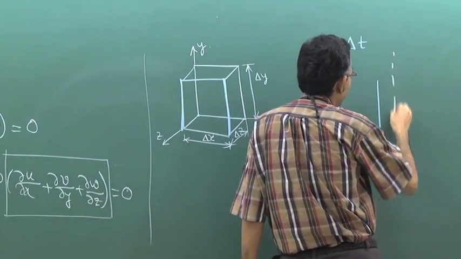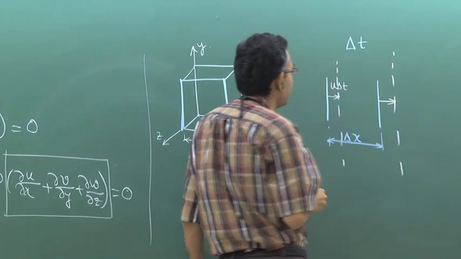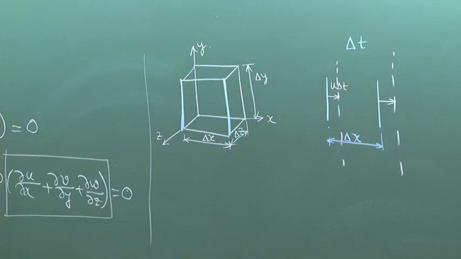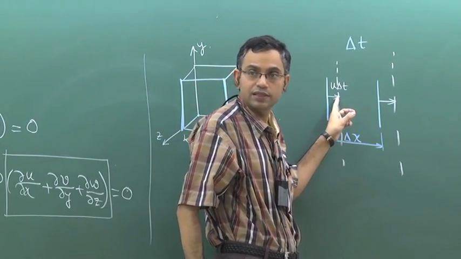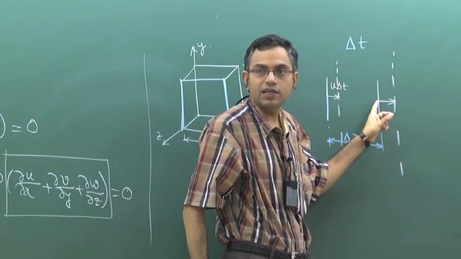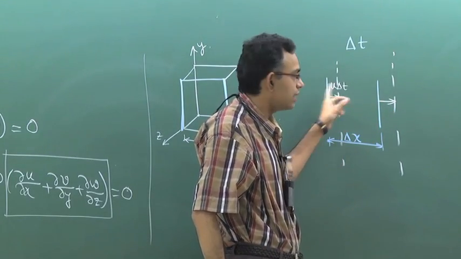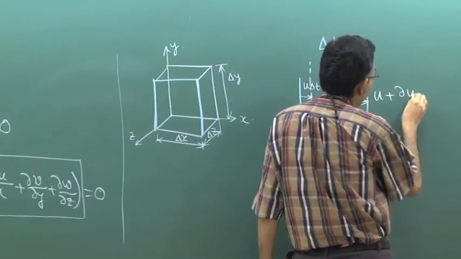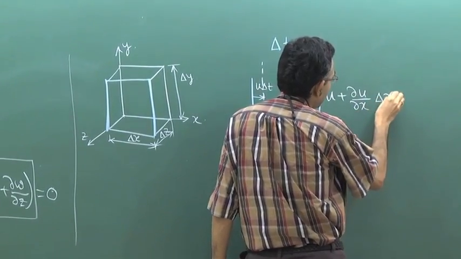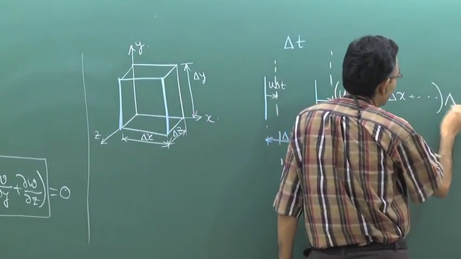This line element will also be displaced. What is the displacement of that? The displacement of this is u into delta t. What is the displacement of the other one? What is the velocity of this line? If the velocity of this line is u, what is the velocity of the other line? u plus del u del x into delta x plus higher order terms in the Taylor series, this into delta t.